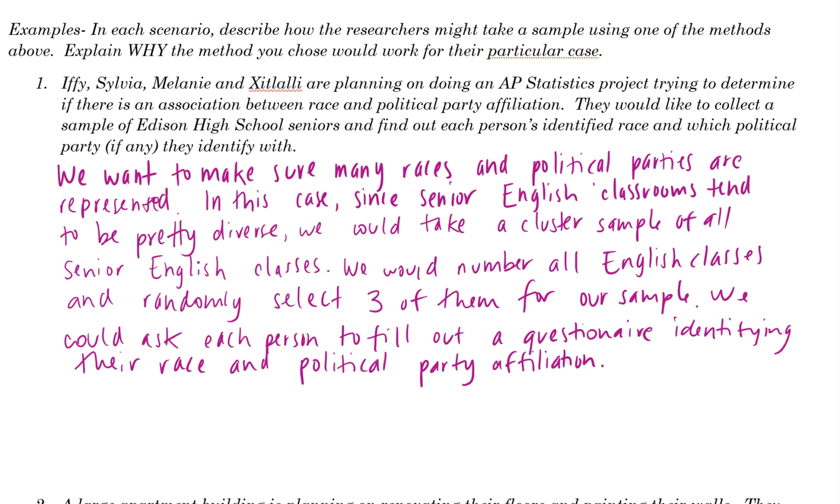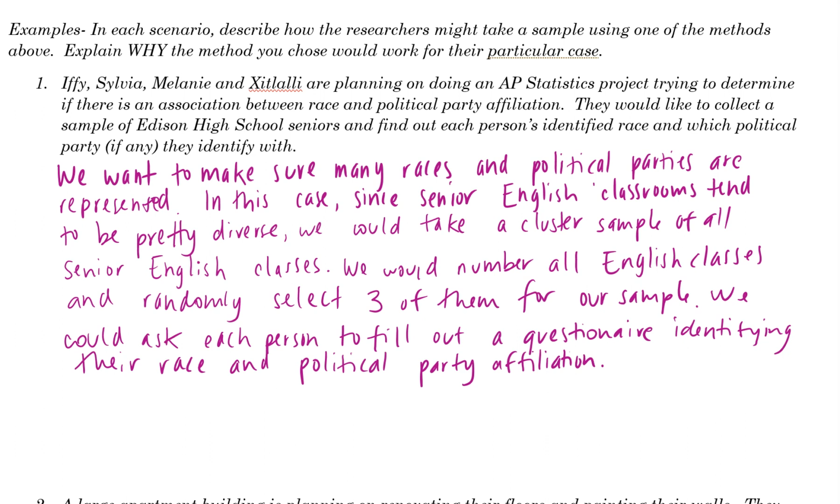So either way, I'm guessing English classrooms tend to be pretty diverse racially and politically. So what I'm thinking is, let's take a cluster sample of all senior English classes. So we would number all the English classes and randomly select 3 of them for a sample and ask each person in the class to fill out a questionnaire identifying their race and political party affiliation. This way, you're sort of guaranteeing, not really guaranteeing actually, but this way you're going to most likely come up with a sample that's pretty diverse.